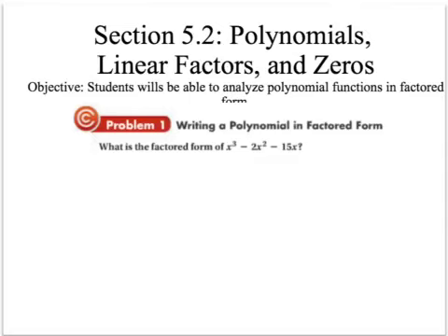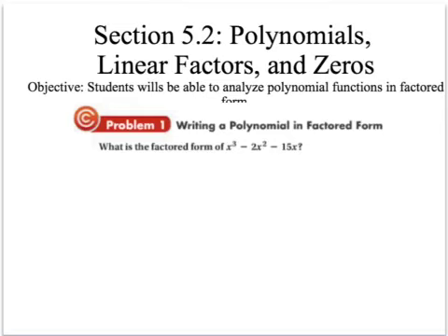So problem number 1 in section 5.2 starts us off with asking what is the factored form of this polynomial. We did a ton of factoring, probably to the point that you were sick of factoring. What do we always want to look for as our first step in factoring? We want to look to see if there's a what, Andy? Common factor. Exactly. Is there a common factor here in this x cubed minus 2x squared minus 15x?